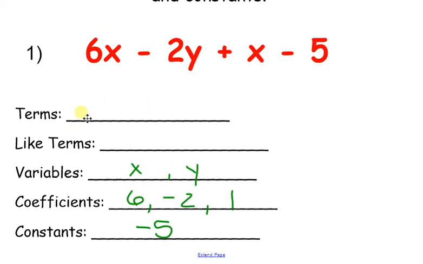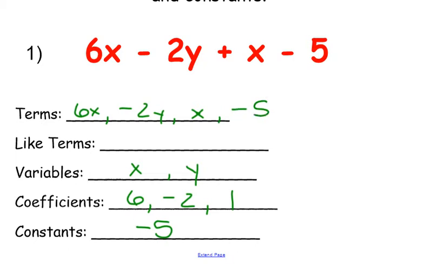And then I'm going to jump up here. I'm going to skip like terms for a minute. I'm going to go to terms. What are our terms? Okay, so those are the different units of the expression. So I have 6x, I have negative 2y, I have x, and my last one is negative 5. Okay, so that should be all review.